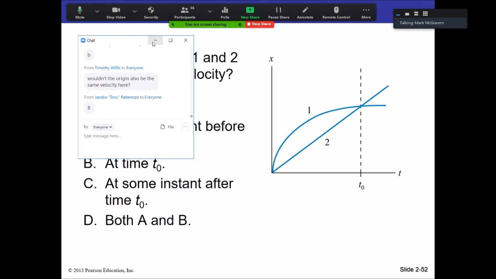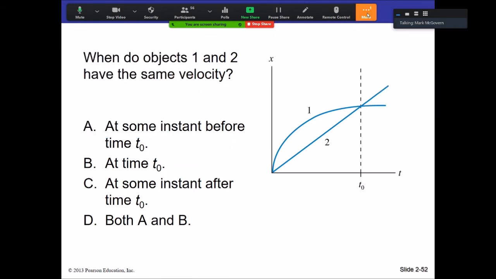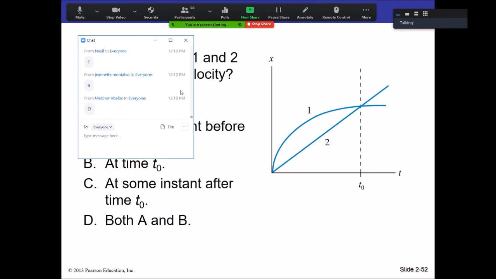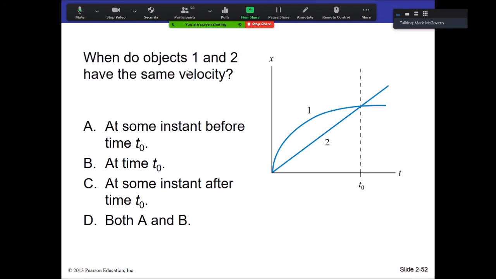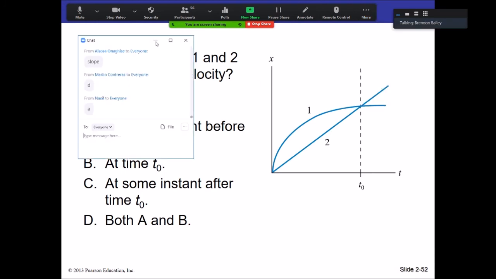No. Remember, how do you determine speed from a position versus time graph? Somebody tell me, how do you determine speed or velocity on a position versus time graph? Slope. So you're looking at slopes. The answer's not B. B's got something interesting. That is the location where they meet, but they do not have the same speed, because one is going way slower at that point, right? You have to match tangent lines.